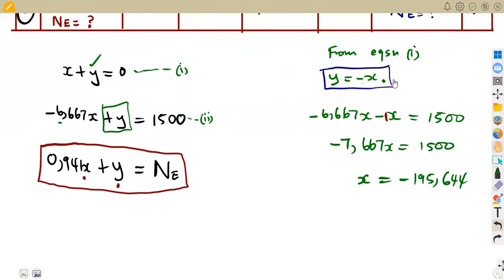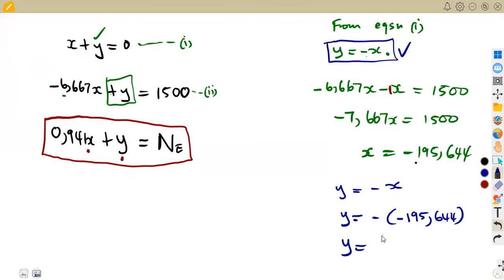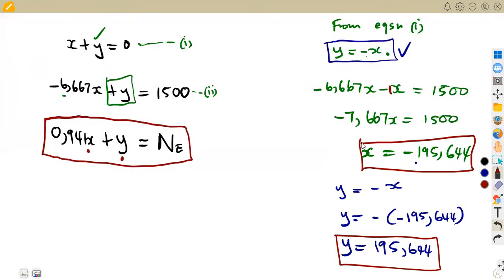But remember, from the equation 1 that we made y to be the subject, we said y is equal to minus x. So if y is equal to minus x, it means y is equal to minus the value of x that we got here, which is -195,644. So that means a negative is going to be a positive. So that's 195,644. So that is it. We have the value of y and we also have the value of x.